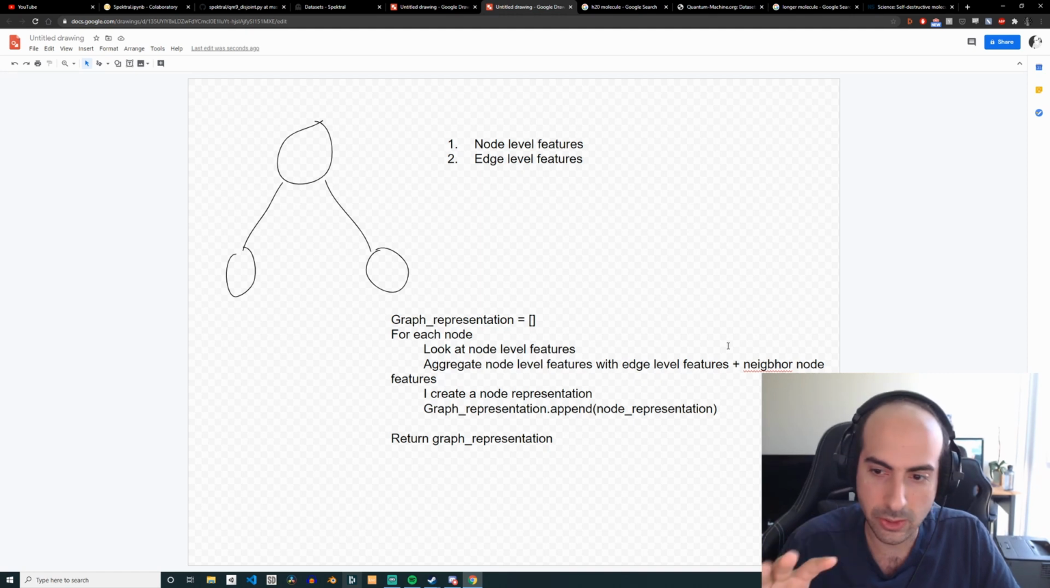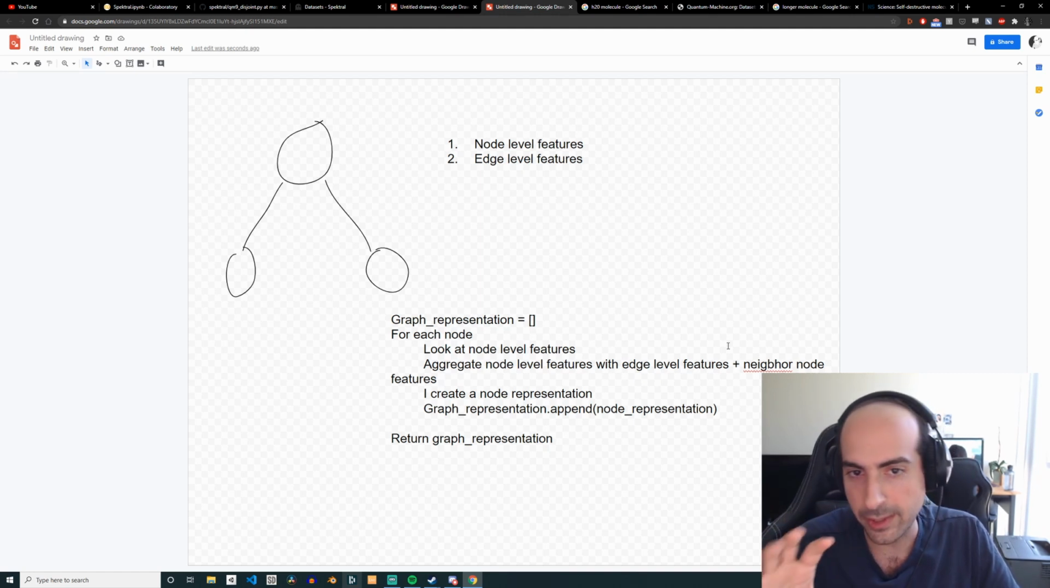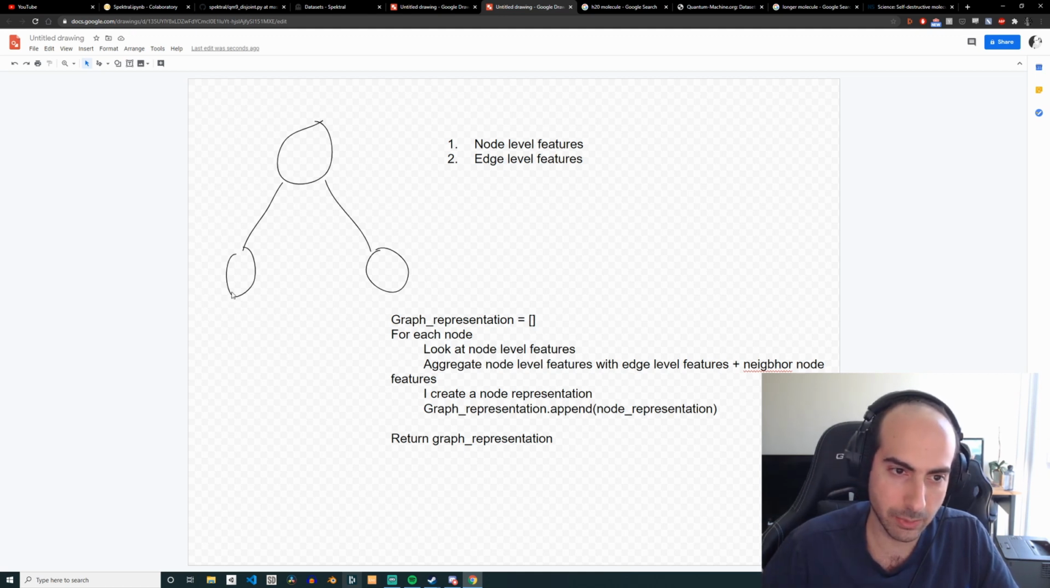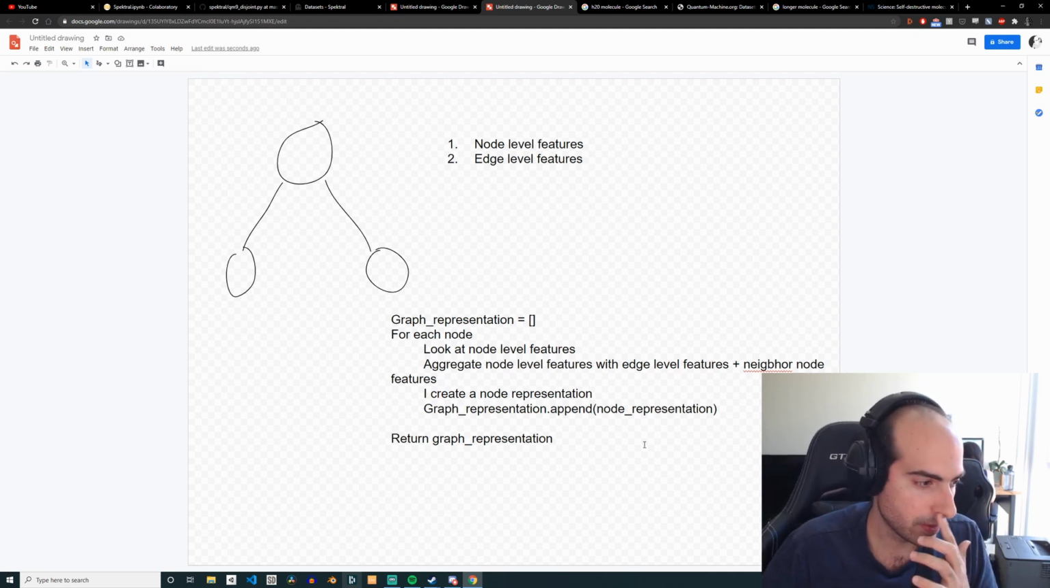Just to reiterate if this wasn't clear, you want to turn a graph into a vector. To do so, you iterate over all the nodes of the graph. You look at all of the node level features. You aggregate those with the features of its neighbors and its immediate edges. And then you sum up all of these aggregations.